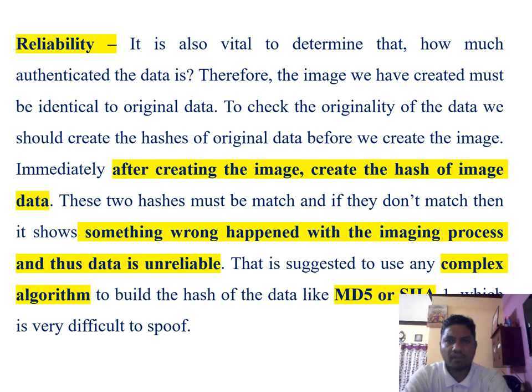To check the originality of the data, we should create a hash of our original data before we create the image, and immediately after creating the image, create a hash of the image data. These two hashes must match, and if they don't match, it shows something went wrong with the imaging process and the data is unreliable. It is suggested to use a complex algorithm like MD5 or SHA to build the hash of the data. It is very difficult to spoof.